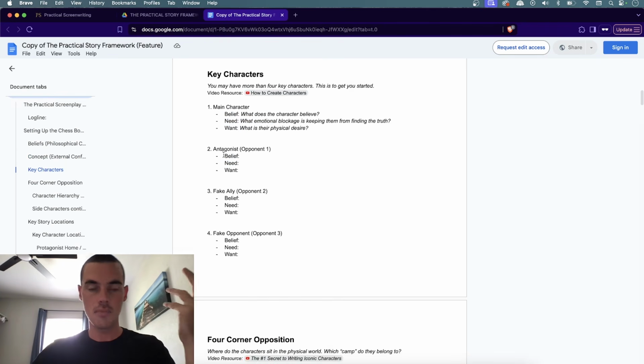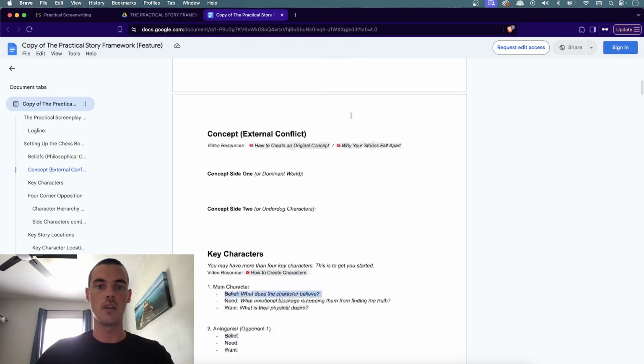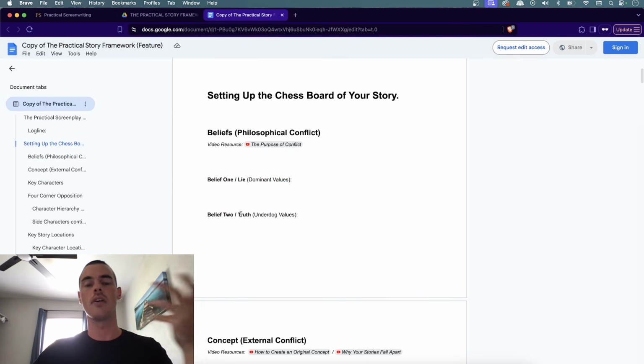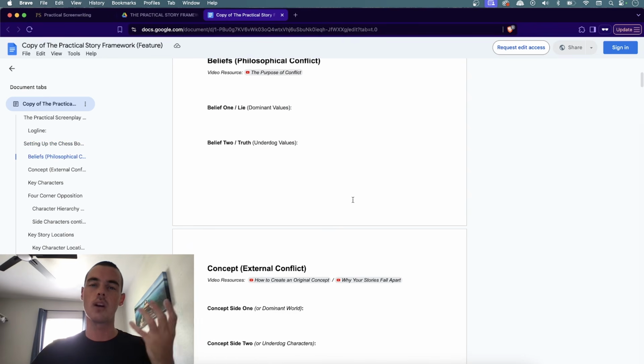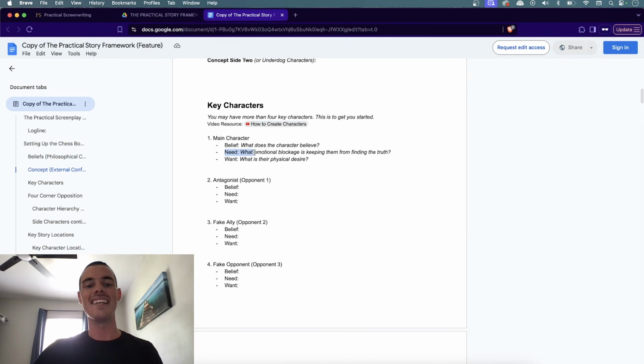So when you're thinking about each of your characters, ask these questions. First, the belief. What does the character believe? Usually it will be one of these two sides here, right? Do they believe the lie, or are they on the side of the truth? And then they might have their specific position within these two larger ideas, but it will come down to one side or the other. Then the need.